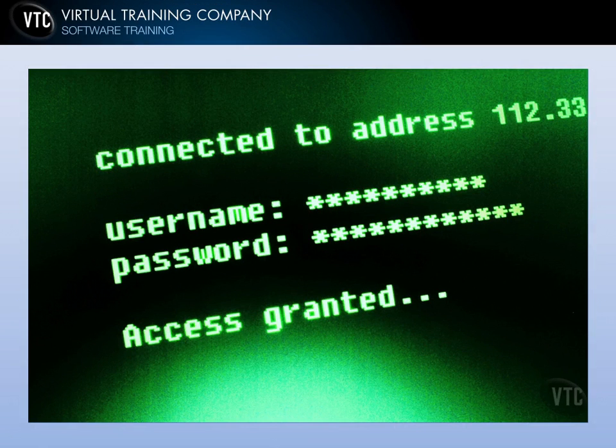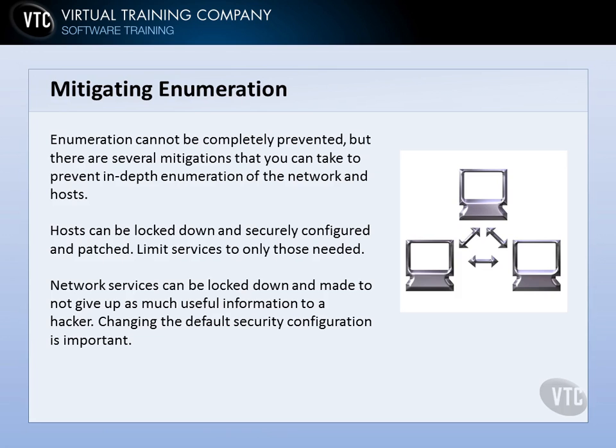So the next question that comes to mind is, if enumeration can't be prevented, can it be mitigated or reduced in some way? Now, enumeration obviously can't be completely prevented because, due to the nature of networks, hosts and network devices have to talk. They have to use services. So there's going to be some information out there. But what you want to do is reduce it as much as possible so that any information that a hacker could get to won't be of much use to them.